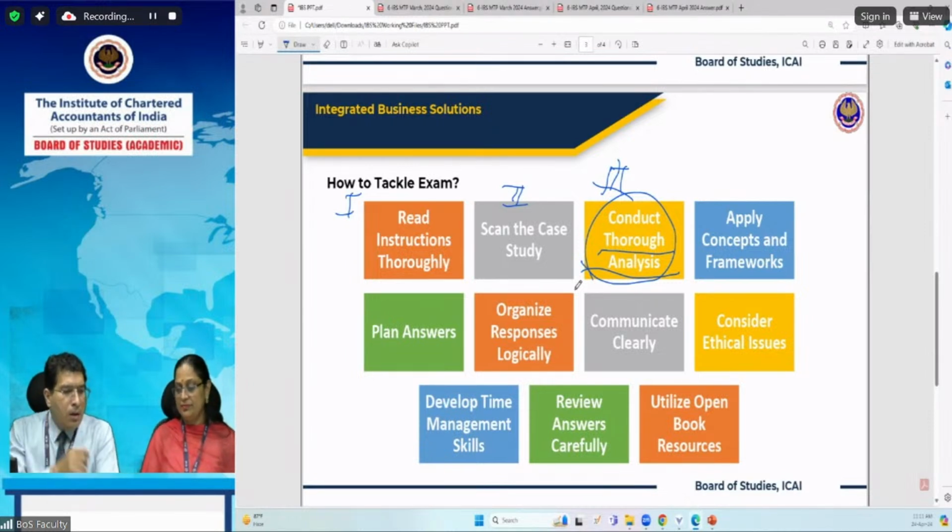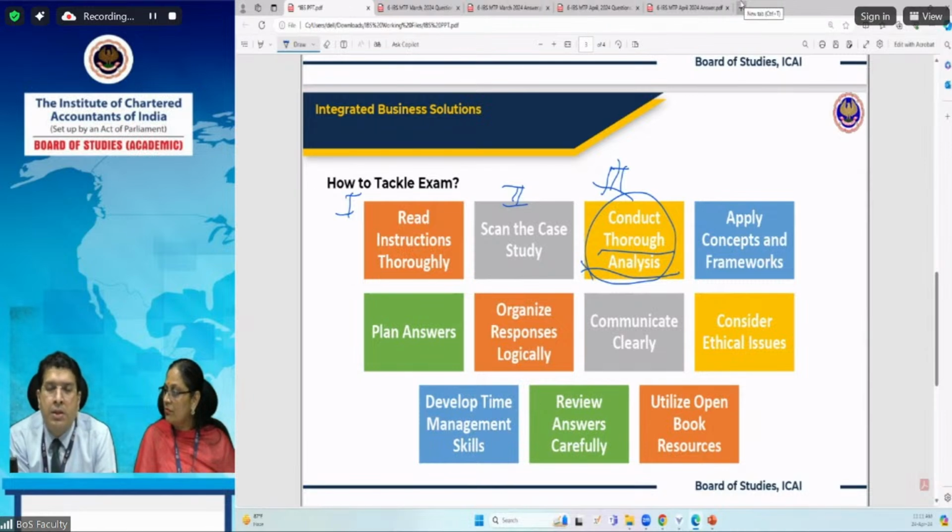Yes, sir. Here, I want to give you an example for developing time management skill. Suppose a question says to assess the competitive environment, you have to apply Porter's five forces model. And suppose this question is of 12 marks. Then the question arises, how much do we have to write in that particular part? For Porter's five forces, there are 5 points. You can divide 12 marks into 5 points. 12 divided by 5 will be around 2.4.